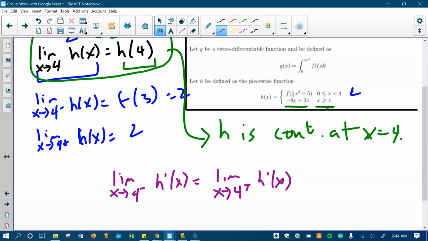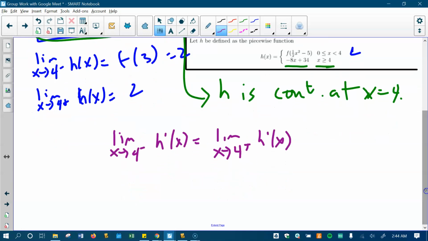And how do I get the left and right-hand limit? Well, I just take the derivative here of each part of the left and of the right. So of the left part, I'm going to get f prime of 1/2 x squared minus 5 times the derivative of the inside because of a chain rule. So 1/2 x squared, it's going to be an x. And that should be equal to the derivative of the right side, which is just -8.